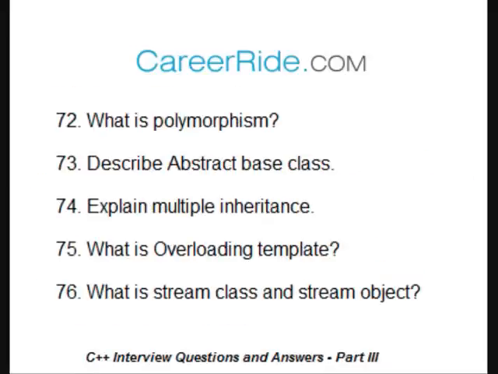What is polymorphism? Polymorphism consists of two words, poly, that is multiple, and morph, that is form. Polymorphism means the ability to take more than one form. An operation may exhibit different behavior in different instances depending upon the type of data used in the operation. For example, consider addition operation. For two numbers, the operation will generate the sum. In case of two strings, it will generate a third string with concatenation.